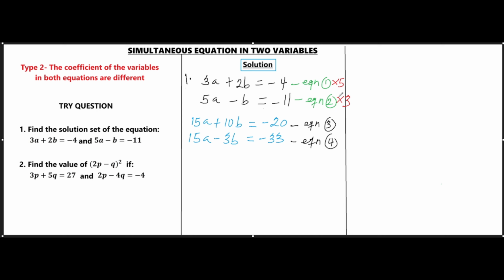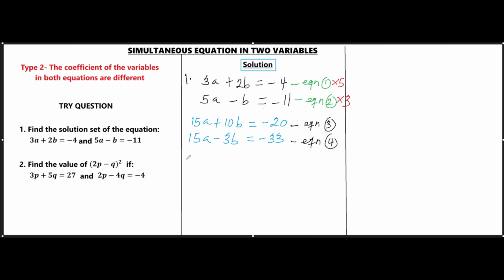What do you notice about the new set of equations? You will see that now the coefficient of a in the two equations are the same. So we are now back to case 1 or type 1. At this point, we can easily eliminate a. So how do we eliminate a? Is it by addition or subtraction? You could see that we can eliminate by subtraction.